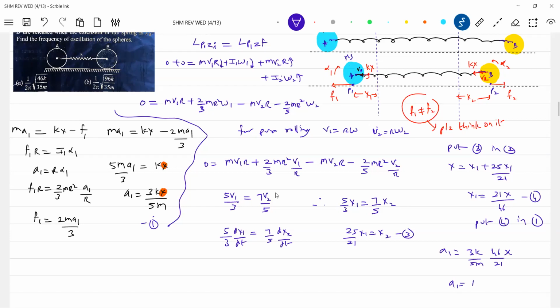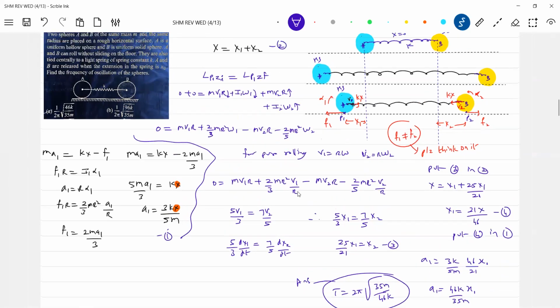Three seven ja 46 k by 35 m. X1 no, it is. Now we'll get the time period. Any doubts you can clarify?